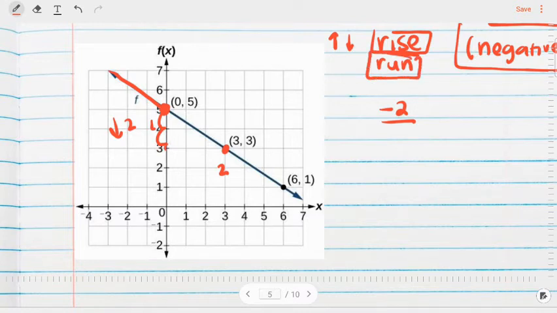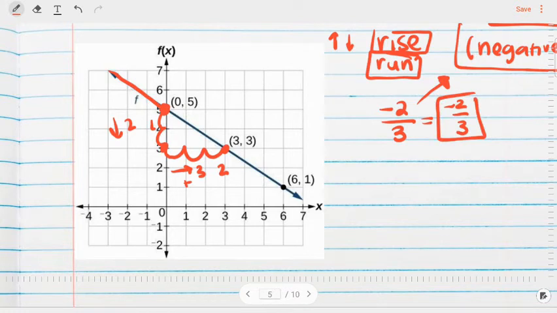And on the bottom, I want to write my run. So let's go back to where I left off counting. I don't want to go to point 2. You have to go back to where you left off and count my run. So 1, 2 spaces, 3 spaces. And that is to the right 3, which was a positive direction. So I'm going to write +3 on the bottom. I'm going to check to see if my slope matched what I thought it should be. Yep, it's a negative slope. And does it simplify? Well, nope, -2/3 does not reduce, so my answer is -2/3.